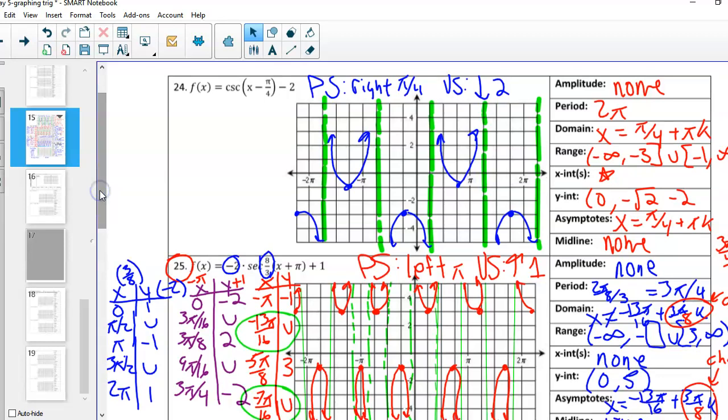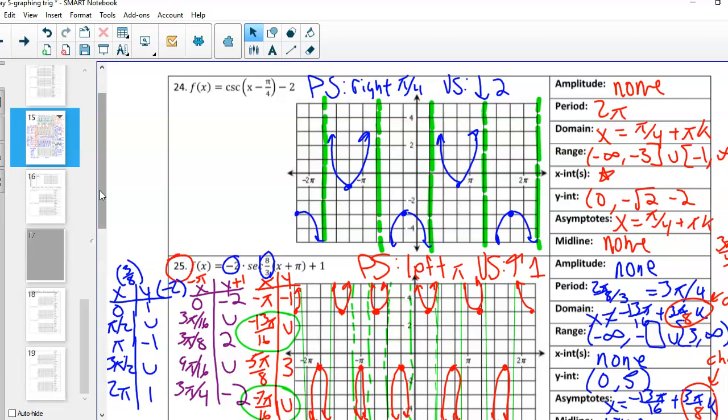I didn't use a table for this one because it was just shifted right pi over 4 and down 2. So whatever your asymptotes were, at all of your multiples of pi, 0, pi, 2 pi, all of those are now shifted right pi over 4, so instead of 0, it's pi over 4. Instead of negative pi, it's negative 3 pi over 4, and that pattern continues. And then whatever the graph was has now been shifted down 2, so to negative 1 and negative 3.